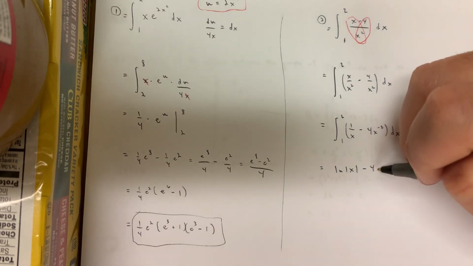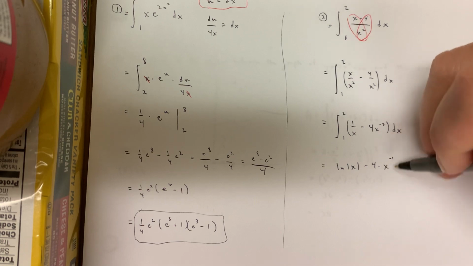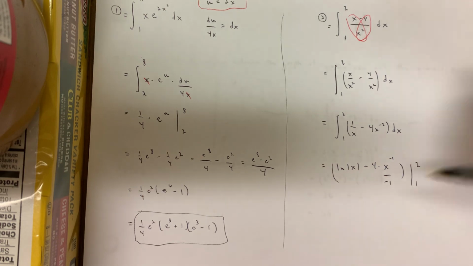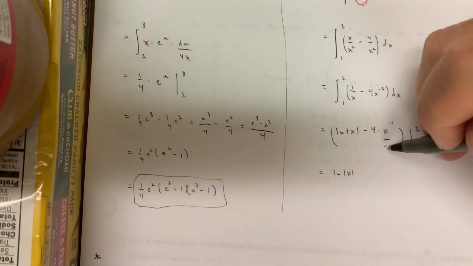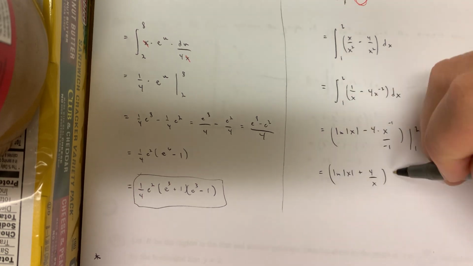Pull the 4 to the side, constant connected by multiplication, integrate x to the negative 2, so add 1 to the exponent, divide by that number. Then evaluate the entire thing from 1 to 2. Maybe clean it up slightly, right? ln absolute value x. Bring this negative 1 upstairs. Negative 4 times negative 1 is really positive 4. Bring the x downstairs.